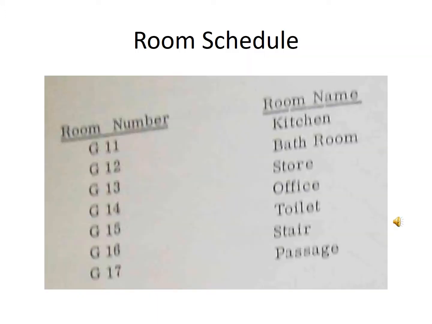So now we talk about the room schedule. So room number and the room name. Room number G11, the kitchen, G12, the bathroom, G13, store, G14, office, G15, toilet, G16, the stair, and G17, the passage. So this is the room schedule.